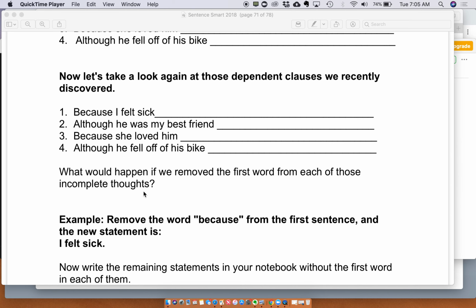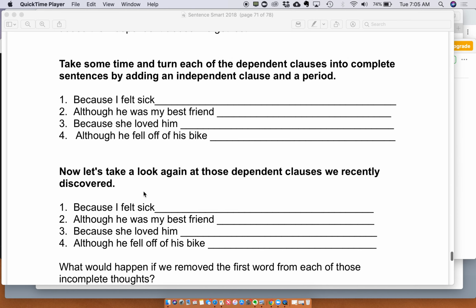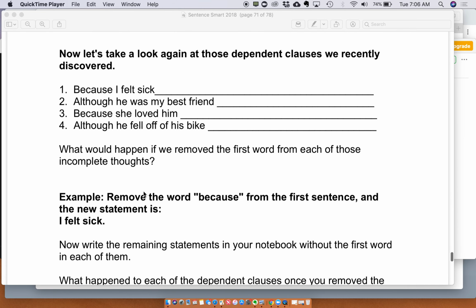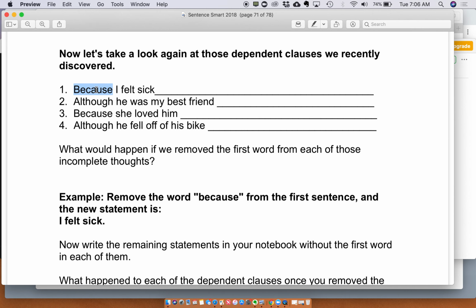Now, what's interesting is these are dependent clauses. But what would happen if we remove the first word from each of these incomplete thoughts? What if I remove the word because? Well, you see now, the sentence would say, I felt sick. Right away, it becomes an independent clause or a complete sentence. Let's remove although. Although he was my best friend, I take although away, and what do I have left? He was my best friend. That is also an independent clause or a sentence.